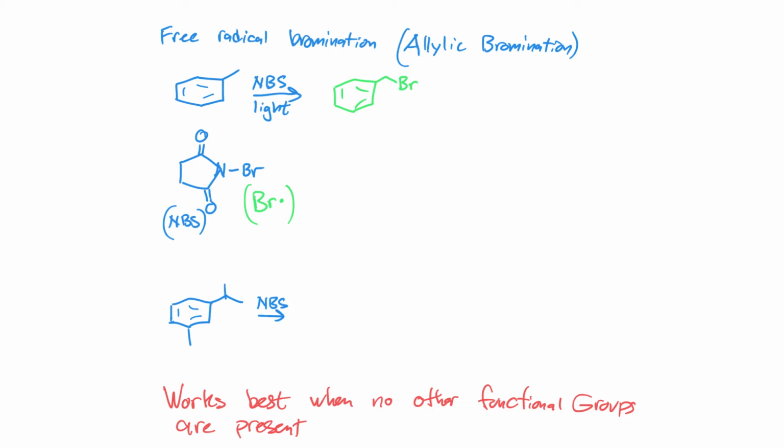But you see that the important thing here is that I took this unfunctionalized aromatic ring. This is called toluene, incidentally. I took toluene and I turned it into benzyl bromide. And I have a functional group now at the benzylic position.